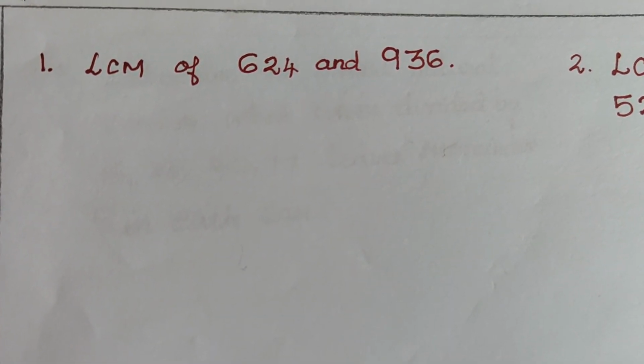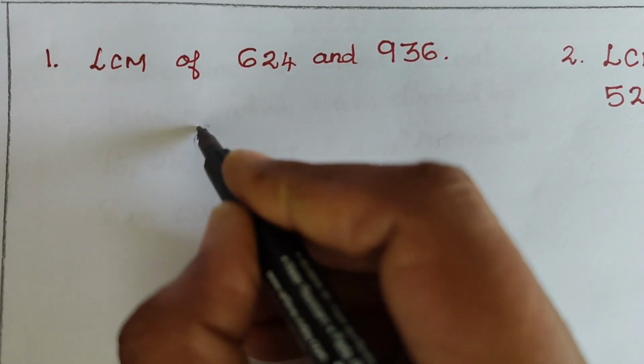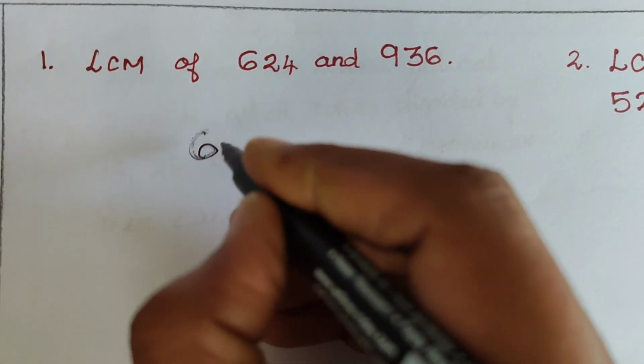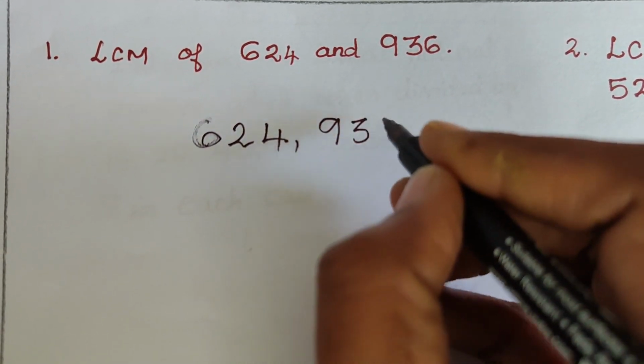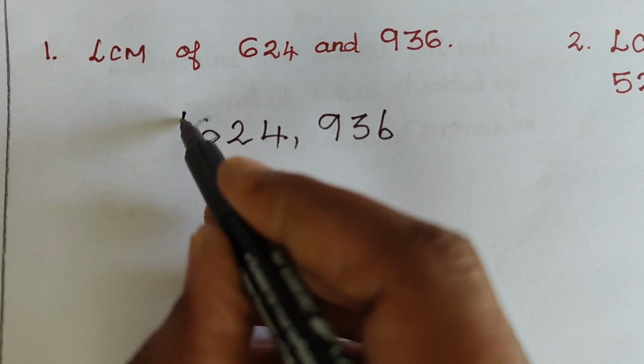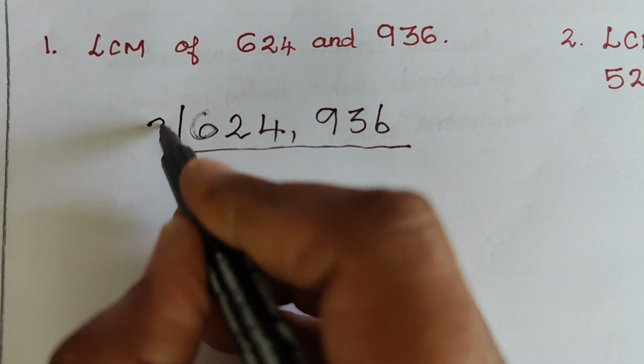LCM of 624 and 936. Write 624 and 936. Both are even numbers, so both are divisible by 2.